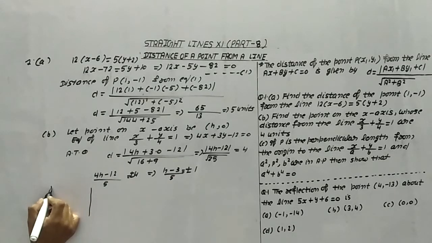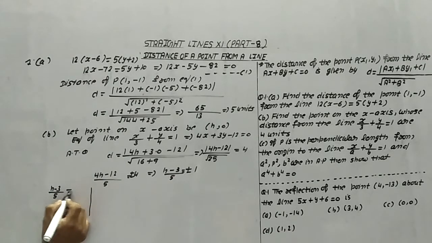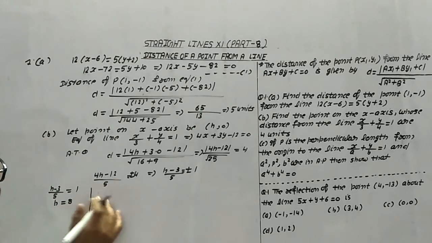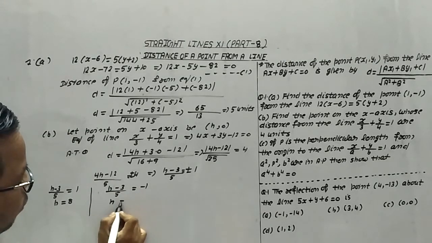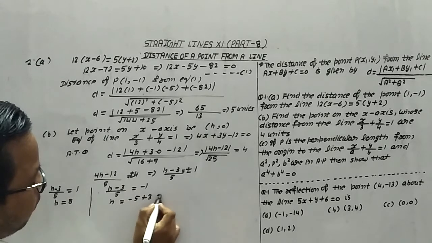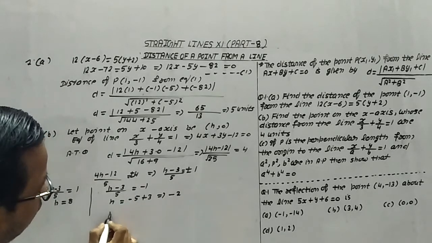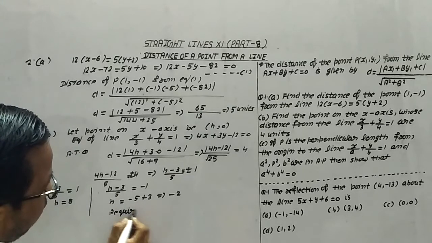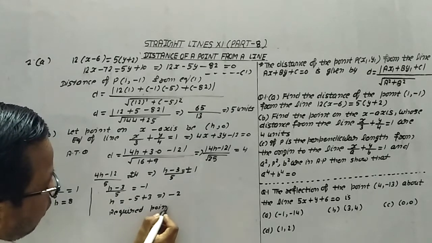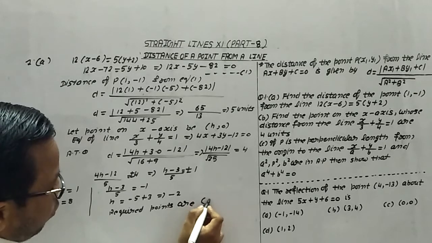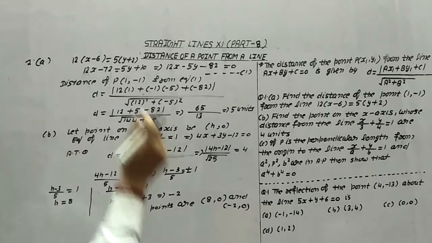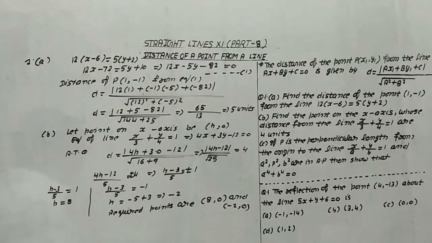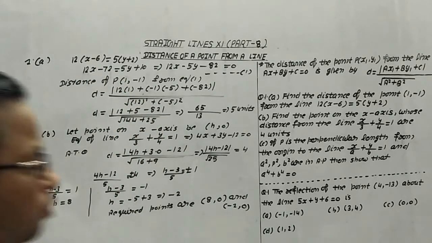Now two parts. If (h minus 3) upon 5 is equal to 1, it means h is equal to 8, and if (h minus 3) upon 5 is equal to minus 1, it means h is equal to minus 5 plus 3, which becomes minus 2. Therefore, you can say that the required points are 8, 0 and minus 2, 0. So this is the part which is very important. On the basis of this, you have to solve the other questions also.